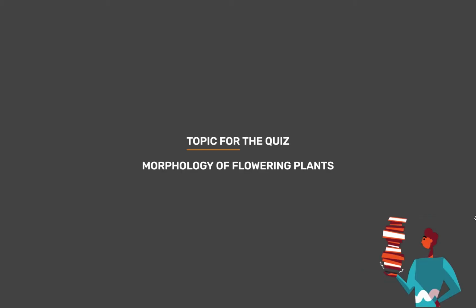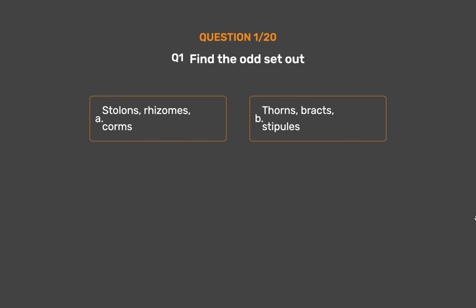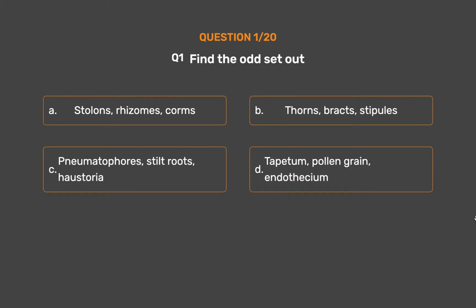Topic for today's quiz is Morphology of flowering plants. Question number 1. Find the odd set out. Option A. Stolons, rhizomes, corms. Option B. Thorns, bracts, stipules. Option C. Pneumatophores, stilt roots, haustoria. Option D. Tapetum, pollen grain, endothecium.